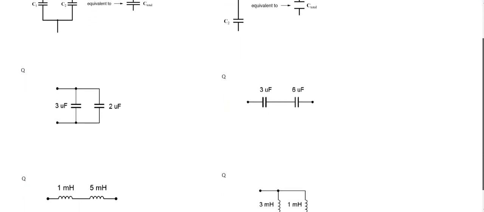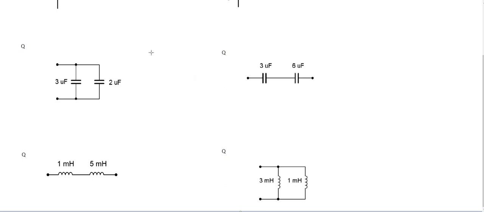So here we have the questions from the workbook. The top left question, two capacitors in parallel. This is very straightforward because it is essentially 3 plus 2. Capacitance is in farads. 3 microfarads plus 2 microfarads is 5 microfarads.